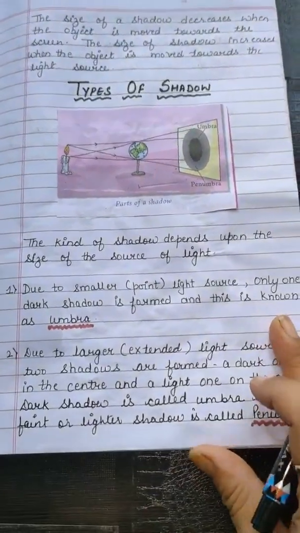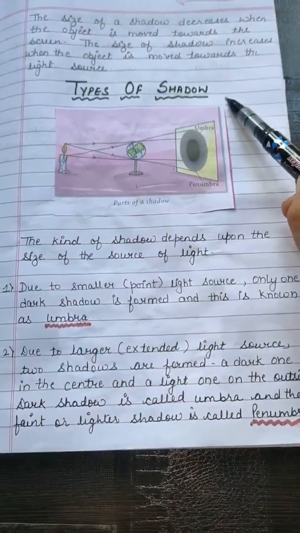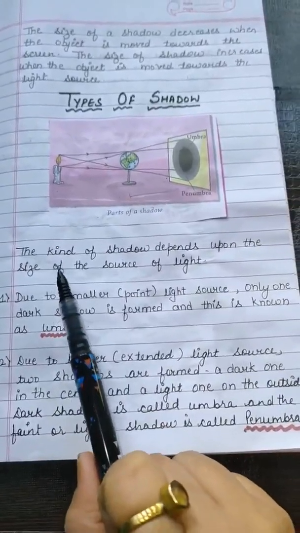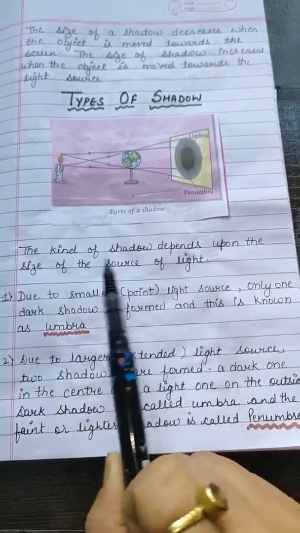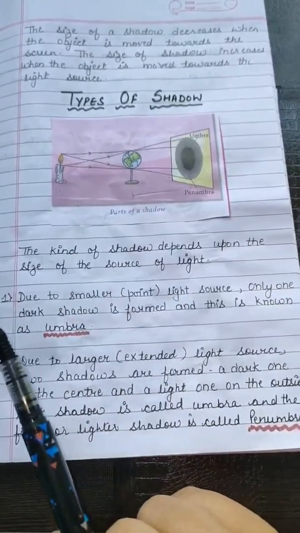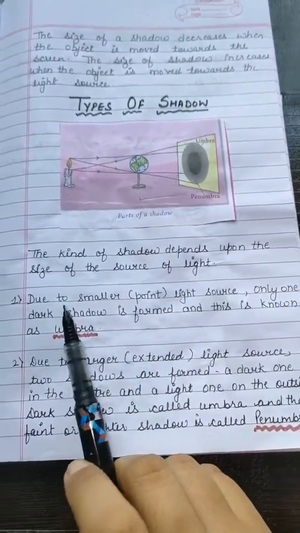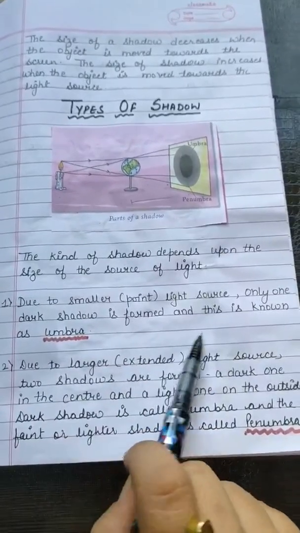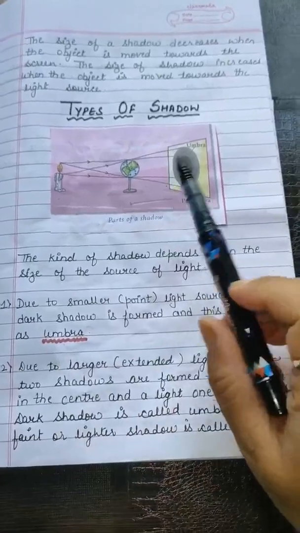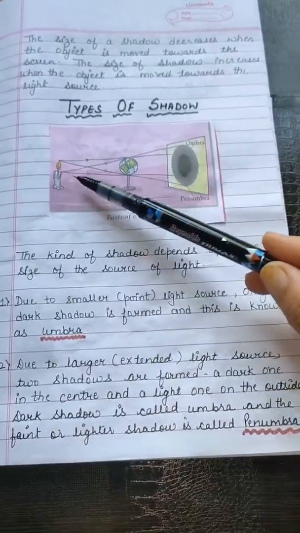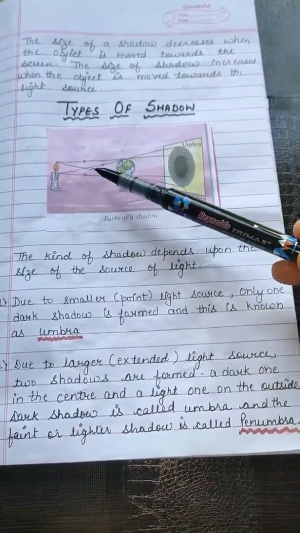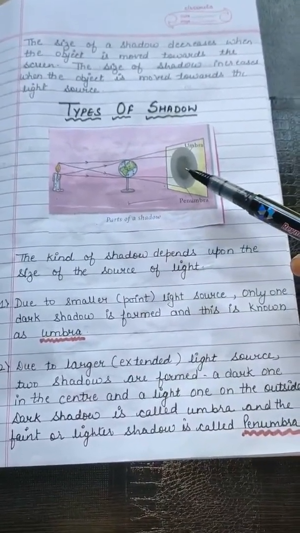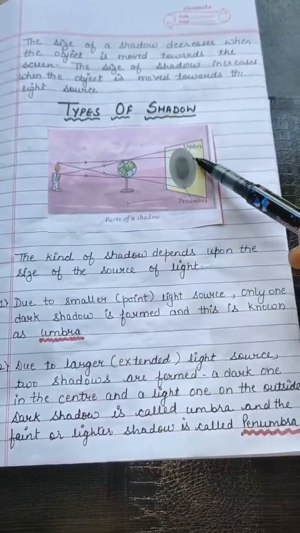Next is types of shadow. There are two types of shadow. The kinds of shadow depend upon the size of the source of the light. Due to a smaller light source, only one dark shadow is formed, and this is known as umbra. So this is a light source, and due to its smaller size, only this dark shadow is formed, and this dark shadow is known as umbra.